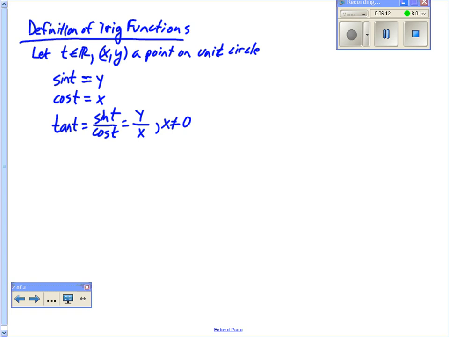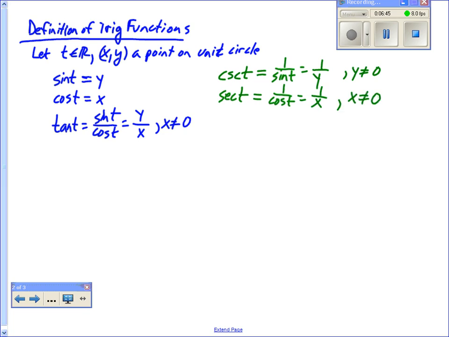And then we have the cosecant of t. The cosecant is the reciprocal of the sine, so it's 1 over the sine, or 1 over y. Of course, y cannot be 0 here. The secant is defined as 1 over the cosine, or 1 over x. Of course, x cannot be 0 here.